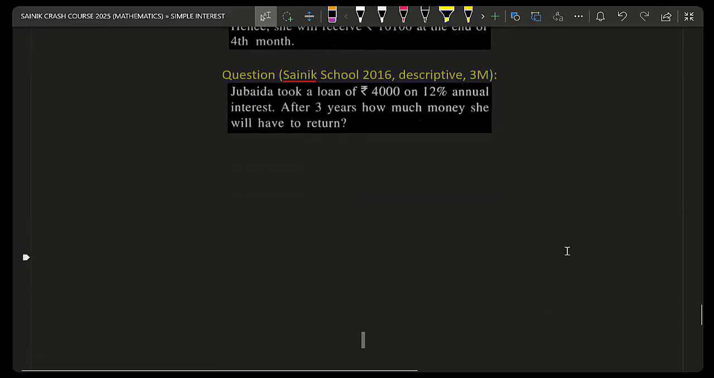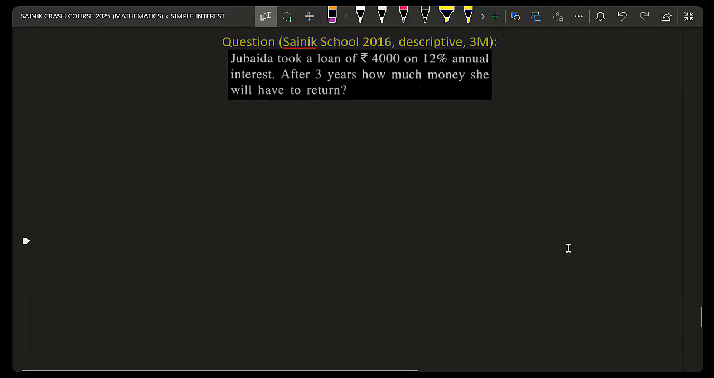Came in 2016 exam for 3 marks, descriptive exam. Zubaida took a loan of 4,000 rupees on 12% annual interest. After 3 years, how much money she will have to return? Simple question. Who will answer?